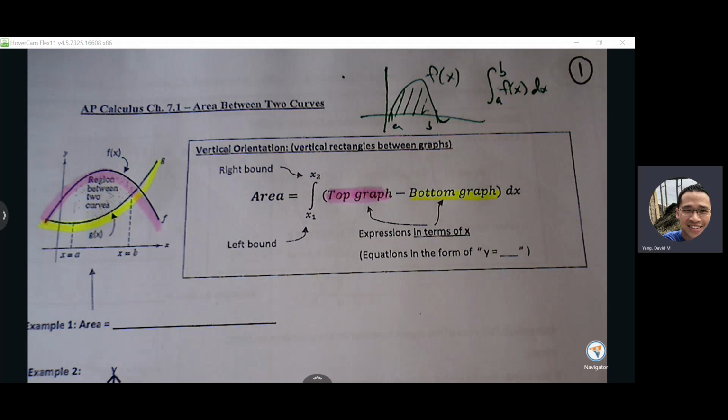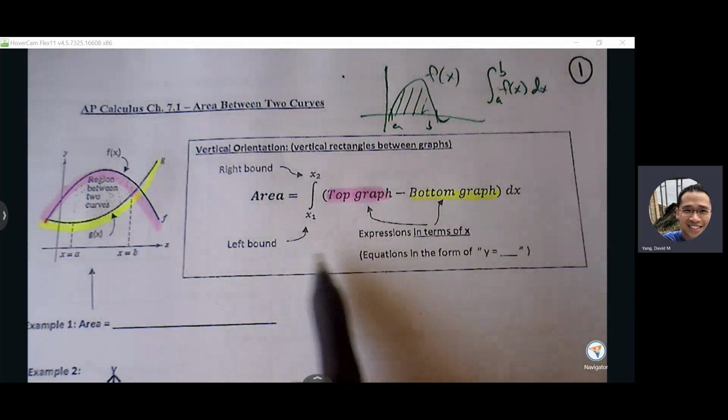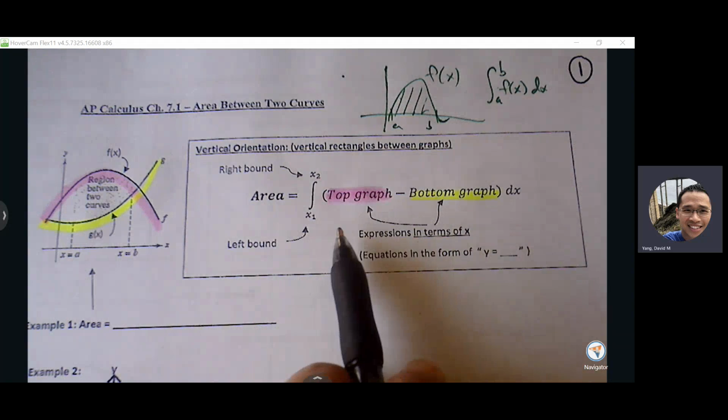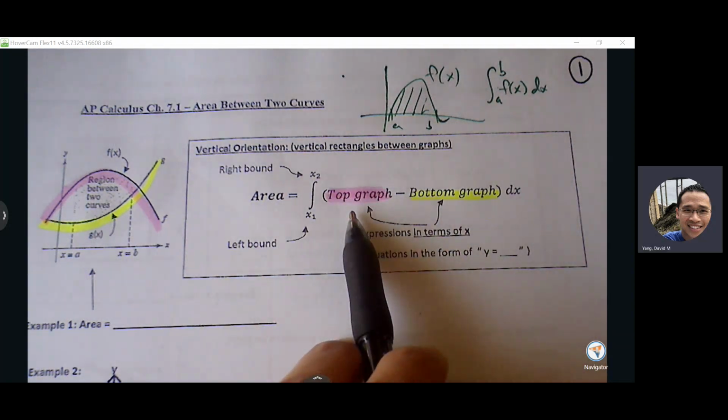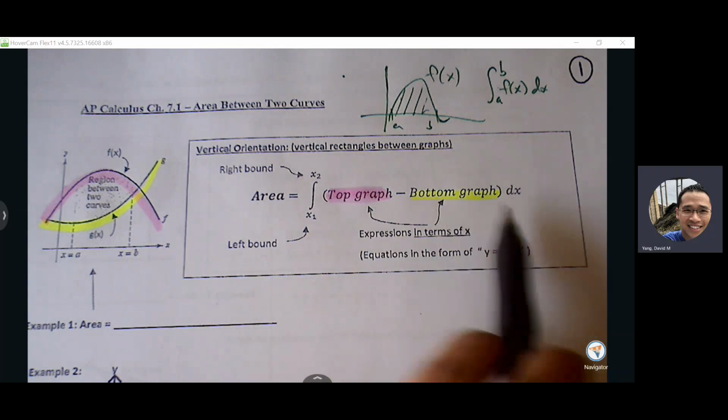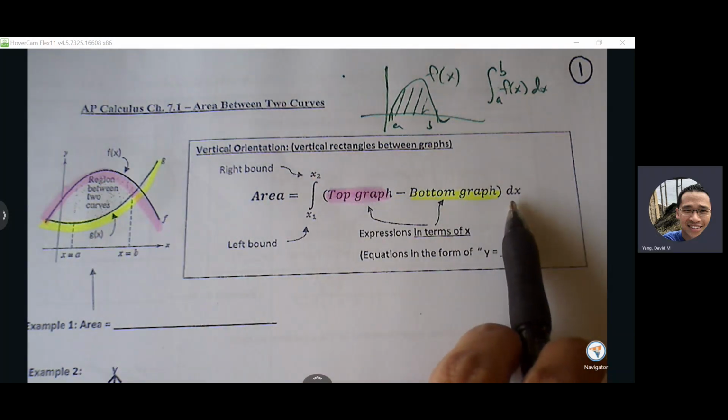So we're also going to be flipping this around and looking at it from a right graph minus left graph perspective. But right now, we'll do the easier one first. The important thing to notice here is that everything that you see here is in terms of x. Okay, your bound is in terms of x, your graph is in terms of x, your bottom graph is in terms of x, and then we're doing everything dx, meaning that x is our independent variable. Okay.